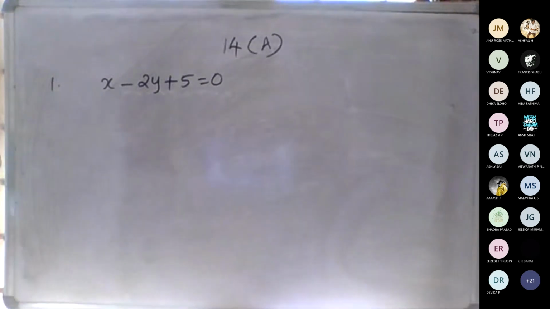No, this is the text itself. x minus 2y plus 5 is equal to 0. Then what do we want to do? One, three is our question. Substitute the values. It is true. Whether it is true or not, that you have to write.